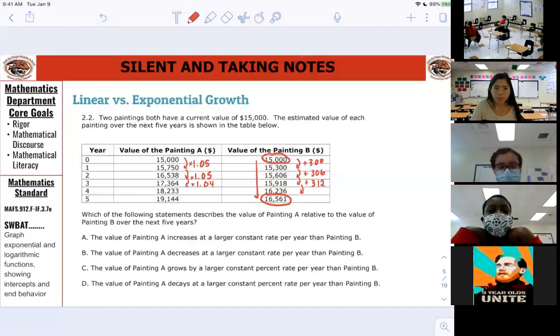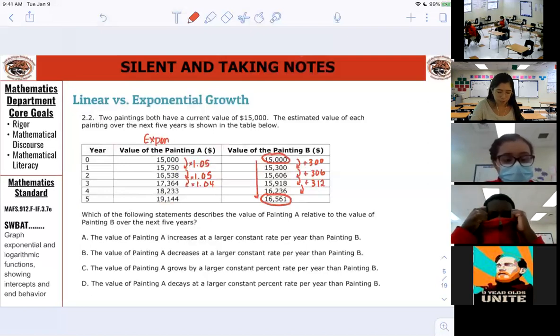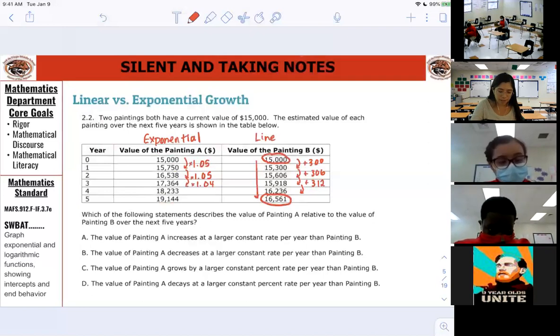For painting A, it is going to be exponential because it's being multiplied. Exponential because we're multiplying, whereas the other one, we're adding, so it's linear. So now let's take a look at the answer choices.